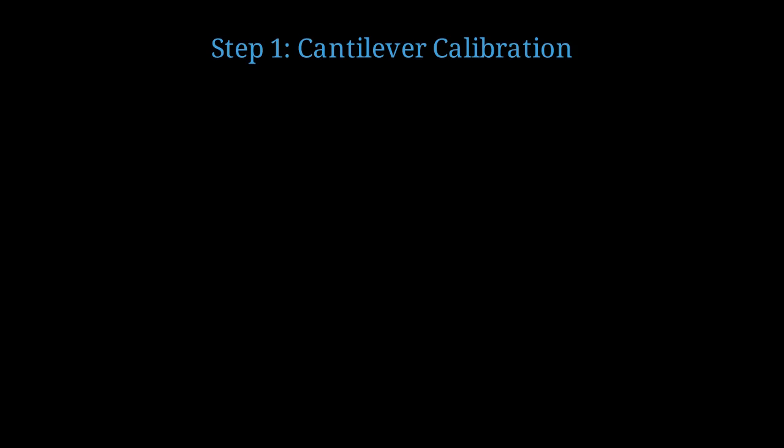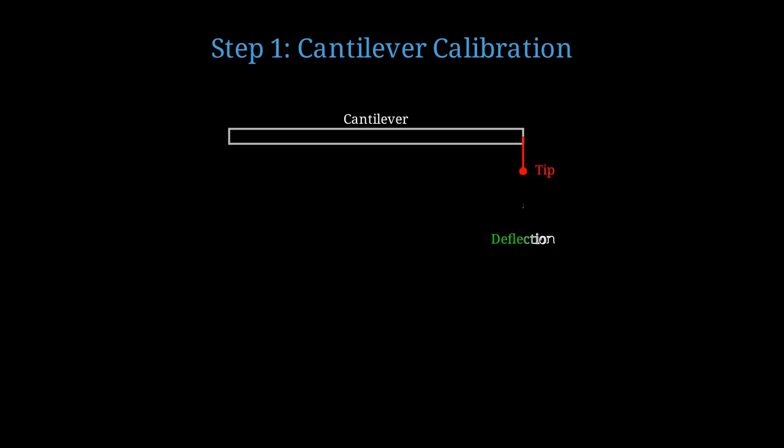Cantilever calibration. This is absolutely critical because all subsequent measurements depend on knowing your cantilever spring constant accurately. Here's a schematic of an AFM cantilever. It's essentially a microscopic diving board, typically 100 to 200 micrometers long, with a sharp tip at the end. When forces act on the tip, the cantilever deflects.